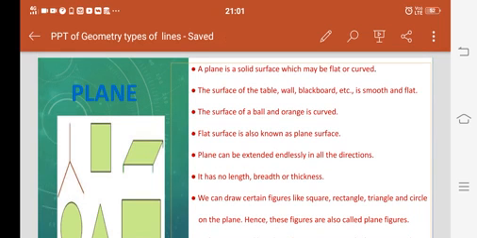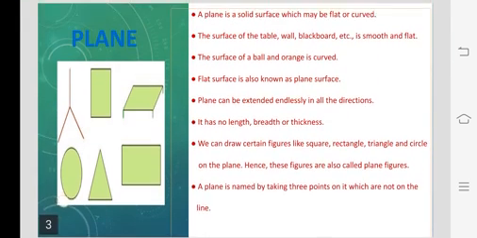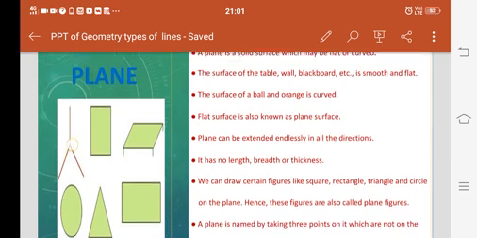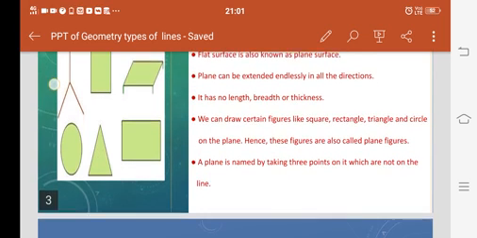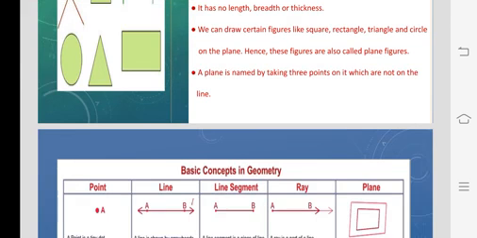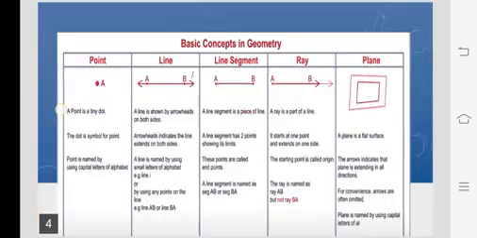A plane can be extended endlessly in all directions. It has no length, breadth or thickness. You cannot measure it. The page of your notebook is part of a plane. We can draw certain figures like square, rectangle, triangle and circle on the plane. Hence these figures are called plane figures. A plane is named by taking 3 points on it which are not on a line.